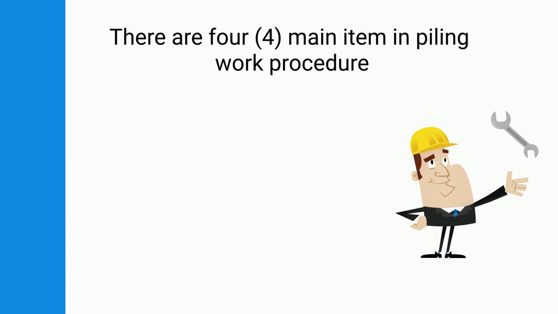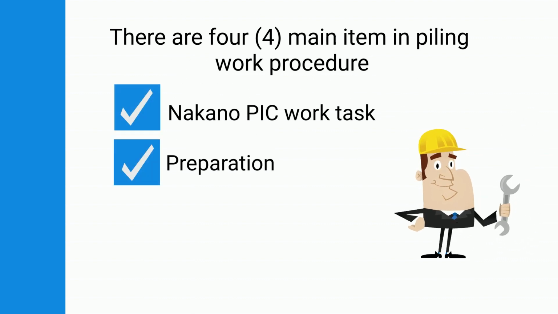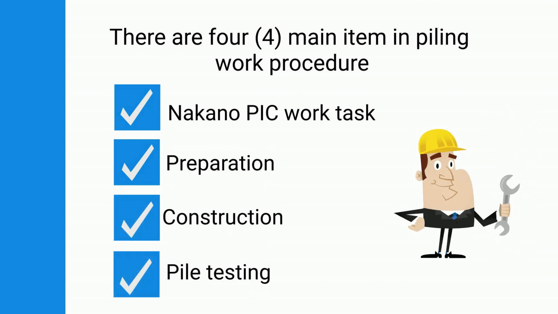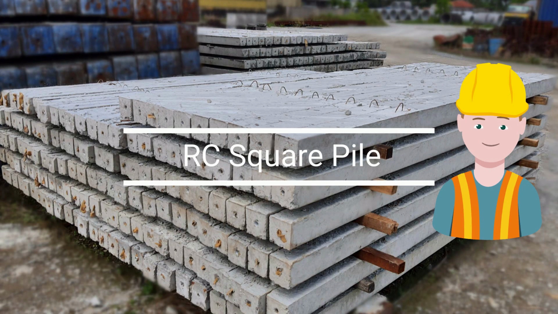There are 4 main items in piling work procedure. First, Nakano PIC work task. Second, preparation. Third, construction. And fourth, pile testing. RC square pile.